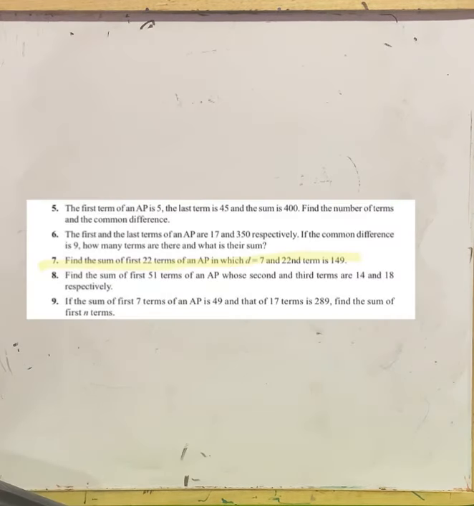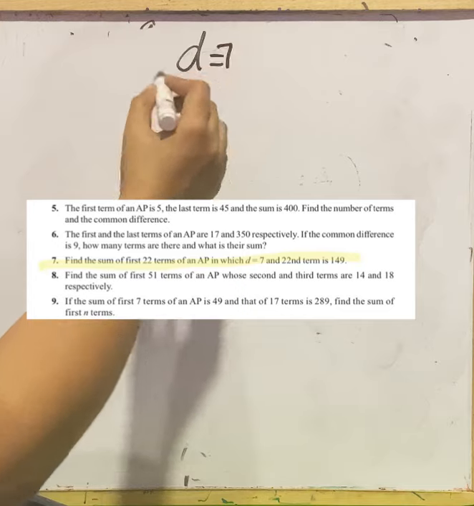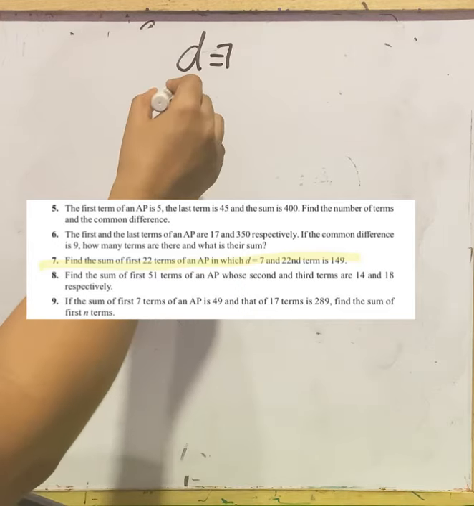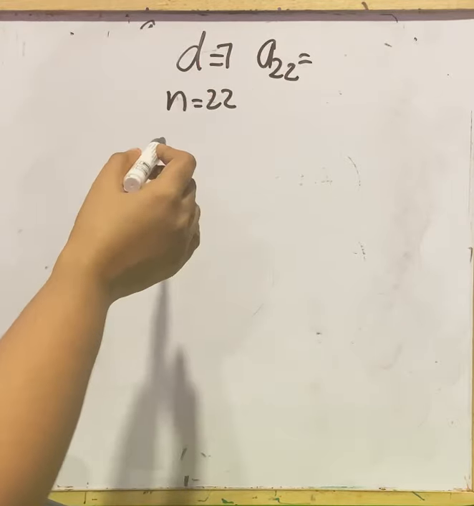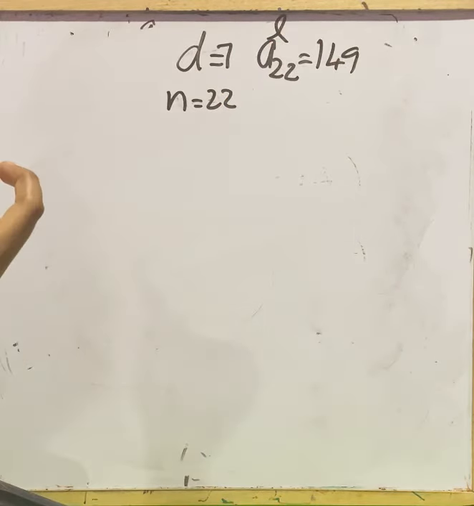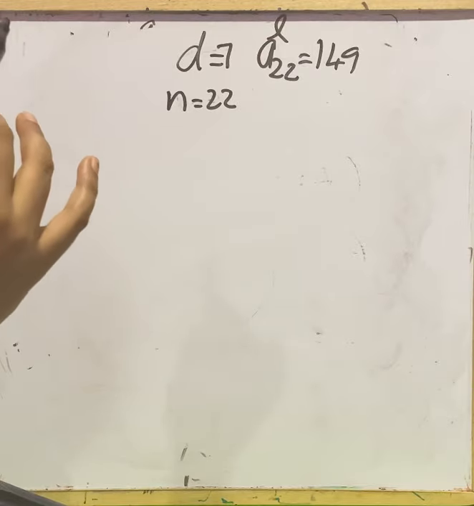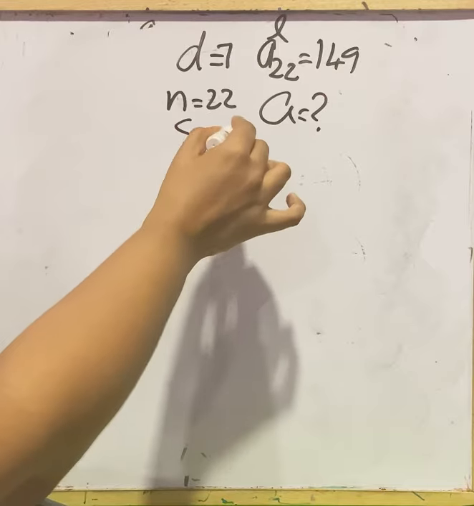Next, find the sum of first 22 terms of an AP in which d equal to 7 and 22nd term is 149. Given difference is 7 and we have 22 terms means n is 22 and a22, that is last term, is 149. L is 149. Now we have to find sum. To find sum, first we have to find a. Then only you will get S, that is sum.